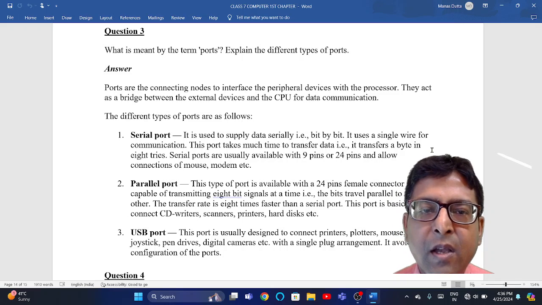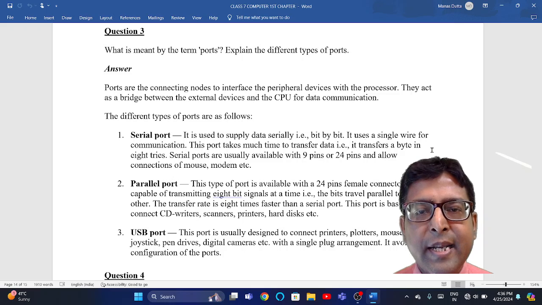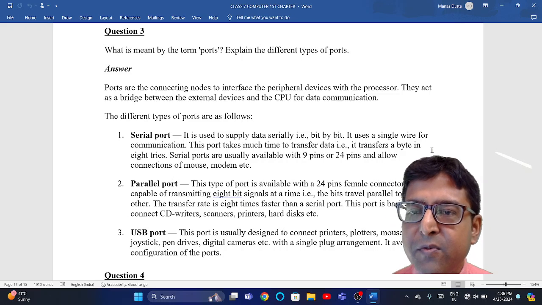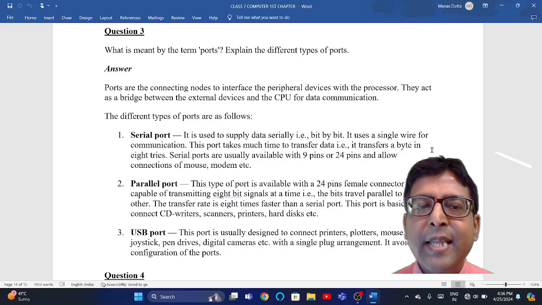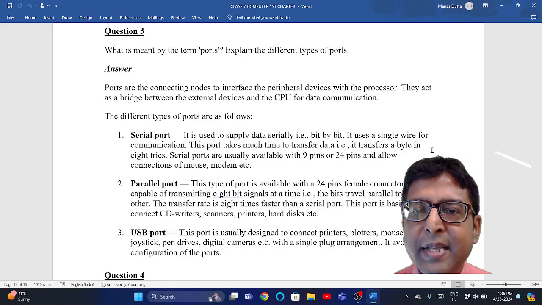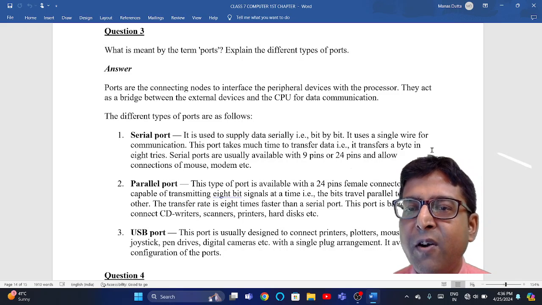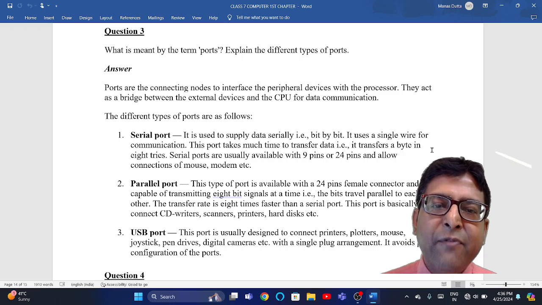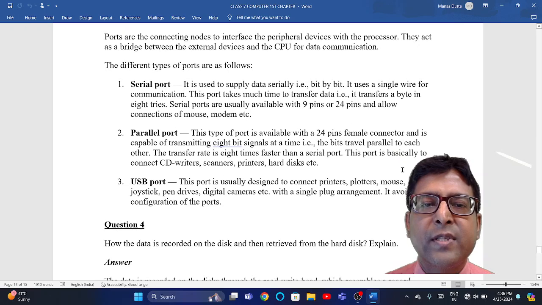Answer will be, ports are the connecting nodes that interface the peripheral devices with the processor. They act as a bridge between the external devices and the CPU for data communication. The different types of ports are as follows.